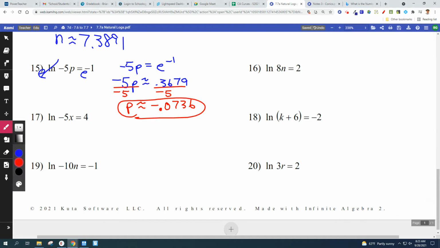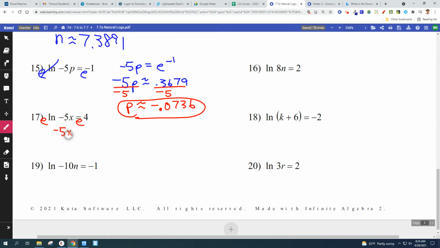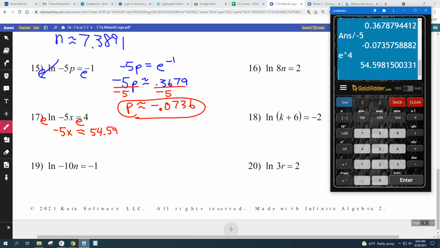Next problem looks like the exact same thing. We're going to do a base e on both sides. We already did e to the fourth a minute ago. It was 54 point something, I believe. 54.59. Okay, so negative 5x is about 54.59. Watch this. I'm going to be lazy. I'm not going to write down the whole thing. I've still got it in my calculator, right? I'm going to divide by -5.